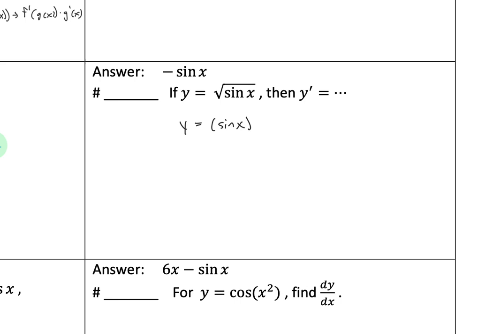Okay, another one. We'll change roots to fractional exponents. Now we have something to an exponent other than x, so we recognize that we're going to use the chain rule. The inside function is definitely sine, inside of something to the 1/2. That means the outside function, calling this whole sine x just x, is x to the 1/2. So that's the outside.